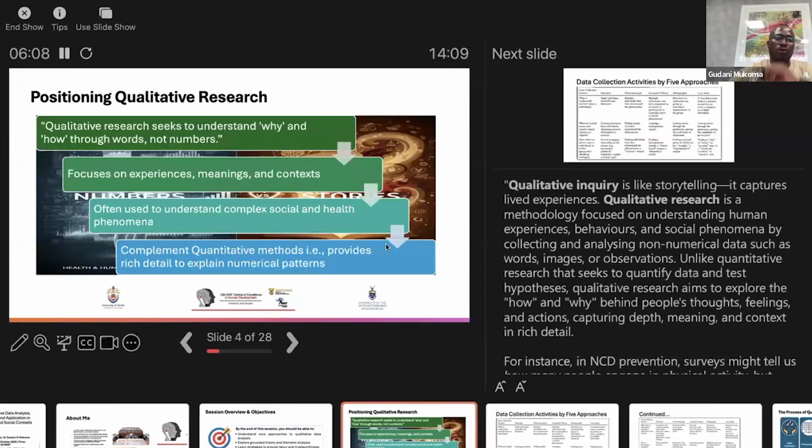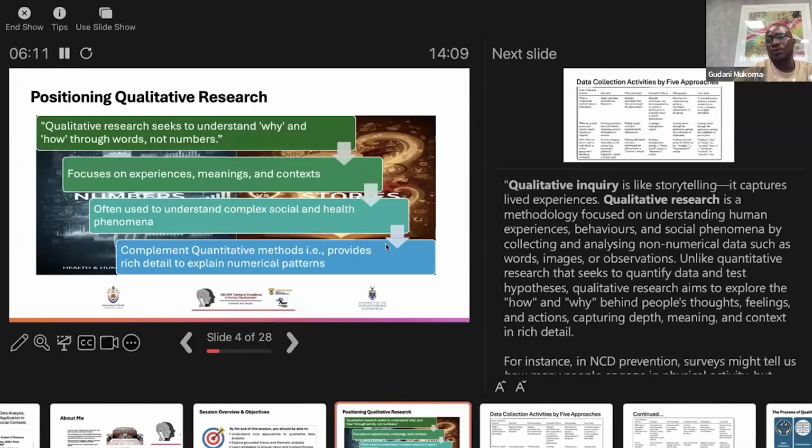So from our previous session, we learned that qualitative research is like storytelling, and this enables us to capture lived experiences. So while this storytelling allows us to do so, we must always remember that, for us to conduct qualitative research, we are focusing on understanding specific behaviors and social phenomena. And this process is made possible by collecting and analyzing non-numerical data. These type of data could be words, images, or observations.